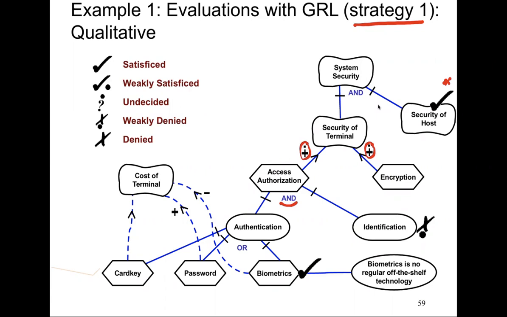So as you can see here, if the decomposition is OR, and this is fully satisfied, then definitely the authentication is also fully satisfied.